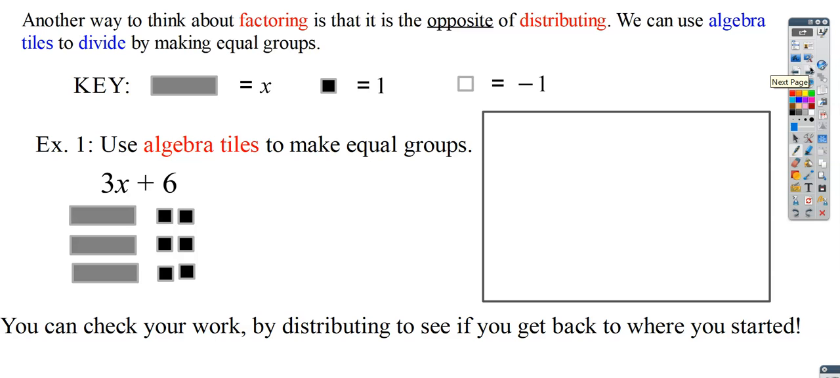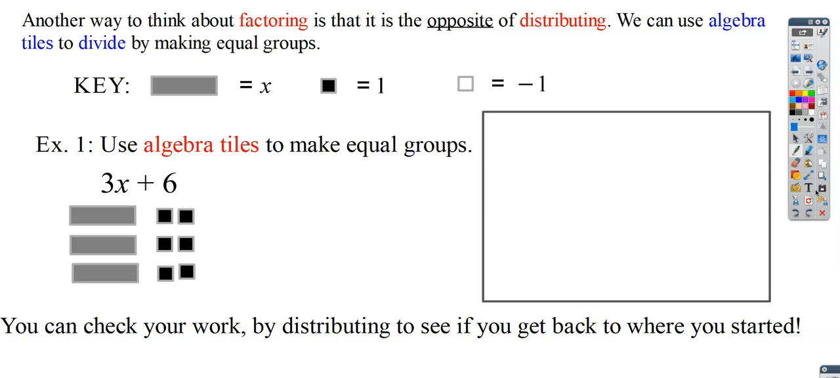All right, so now I want to show you that factoring is really the opposite of distributing. When we were distributing, we were multiplying and making groups. So for instance, when I did 2 times 4x plus 1, we first made 4x plus 1, but then we made another group of it. So we were multiplying the 2 times everything. So now we're working our way backwards because we are trying to factor.